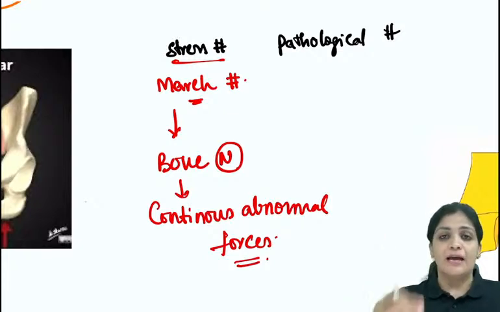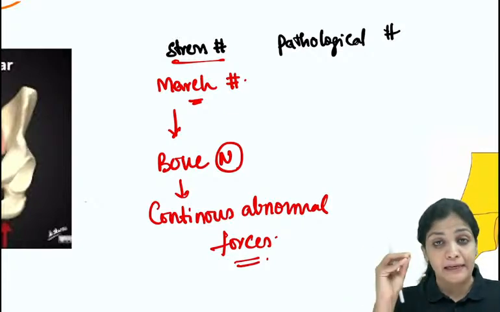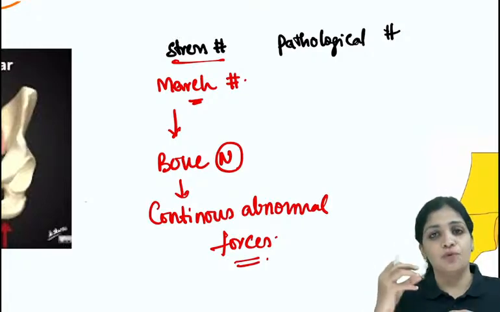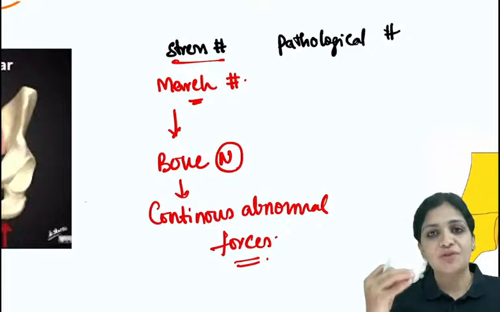There is a continuous abnormal force acting on that particular area, like the neck of your second metatarsal. This continuous force will result in the stress fracture.